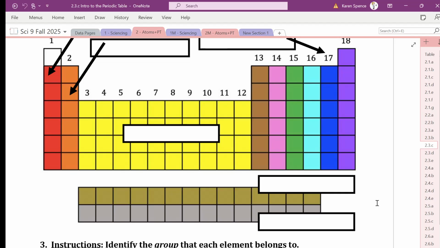And I don't know if you managed to figure them out on your own. If you did, that's fantastic. If you didn't, I'm going to show you how to figure it out really easily. These 2 groups that are below the periodic table, let's go to, actually, make sure you've got your periodic table out, your green periodic table. If you don't have one, let me know.